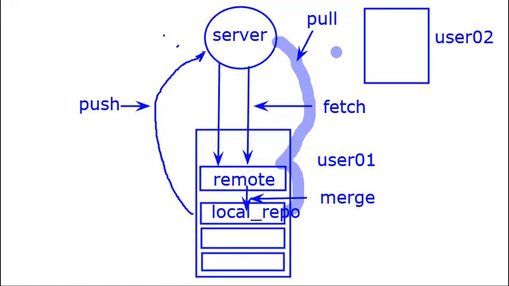Now you want to have a synchronization between user 02 and the server. Let's say user 02 newly joined the organization. Let's say you join an organization which already has the Git project, and you want to contribute to that project. How will you do that? You will do a clone. So let's go and see that. This is called a clone method.